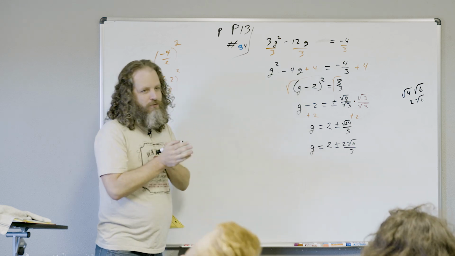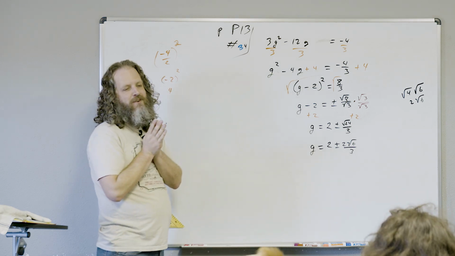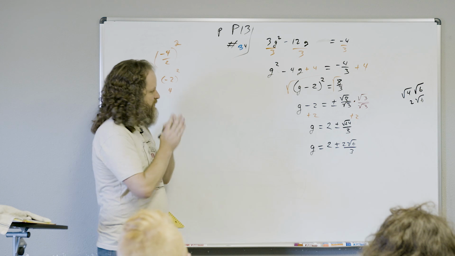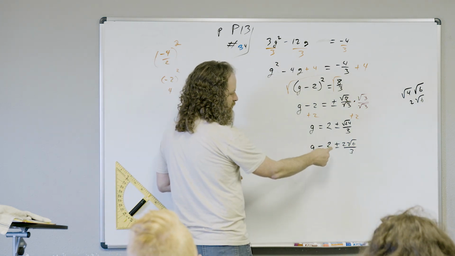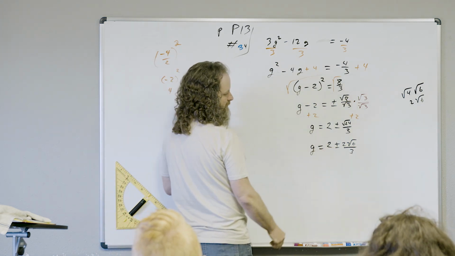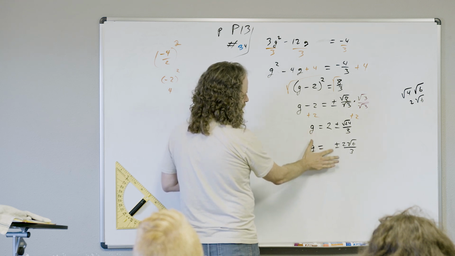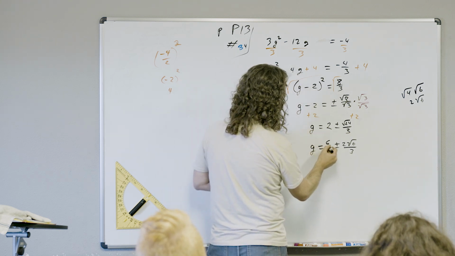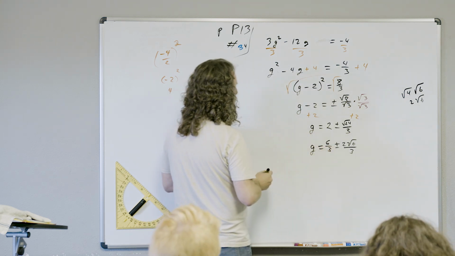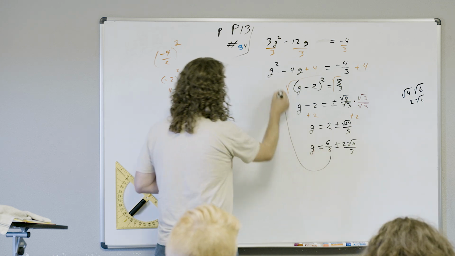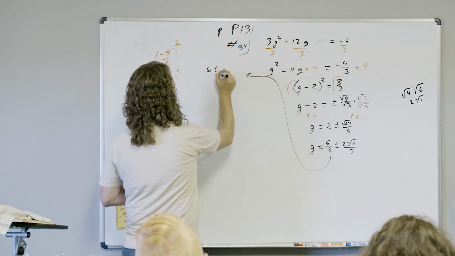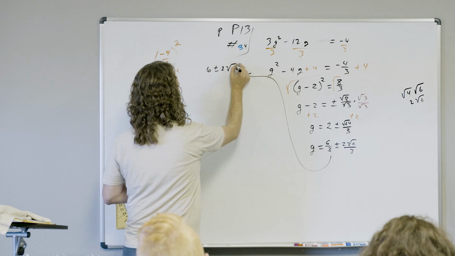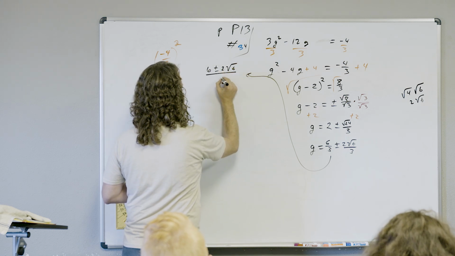How do we add fractions? What has to be true to add fractions? Have to have the same denominator? They do. So we need this to have a denominator of 3. So what is 2 with a denominator of 3? 6/3. So our best, most perfectest, most beautiful answer is 6 plus or minus 2 times the square root of 6 over 3.